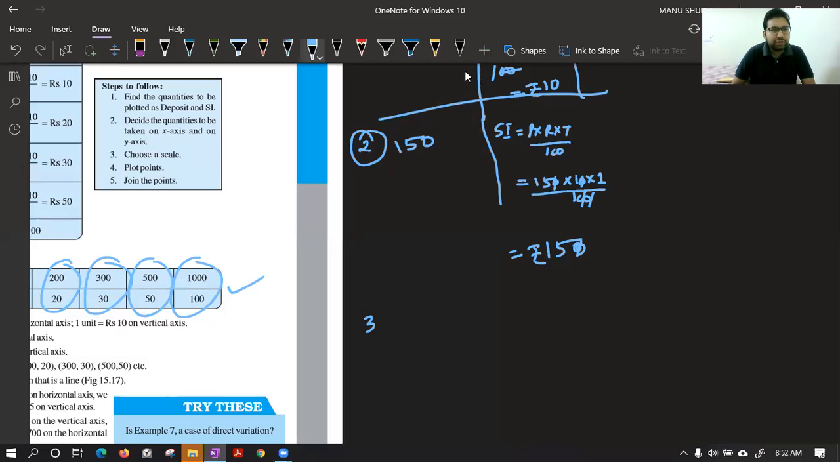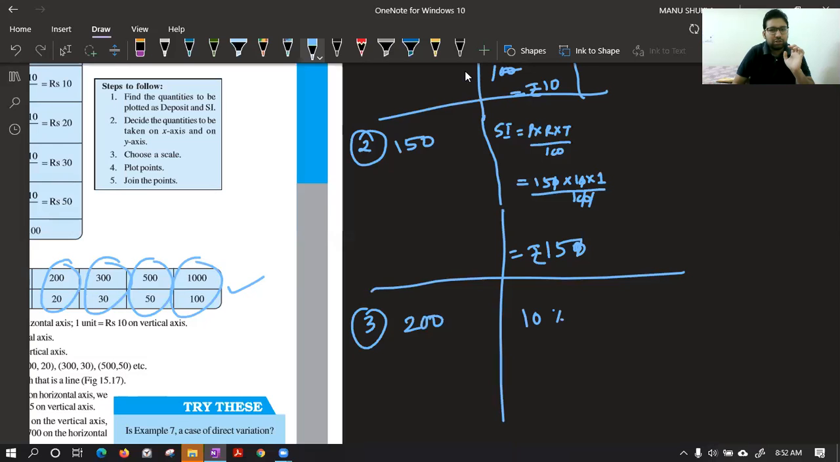Suppose the third person is giving 200 rupees. The third person is submitting 200 rupees in the bank. Yes, I understand in the example they have taken different values, but in this question you can take any value because they want just a graph of how it is going with the time. So if he is depositing 200 rupees, he will get 10% of 200 after 1 year. That is 10 upon 100 into 200. So 0 will cancel. 20 rupees you will get. So now finally we have got three cases.